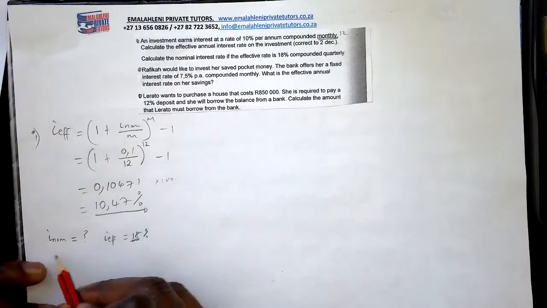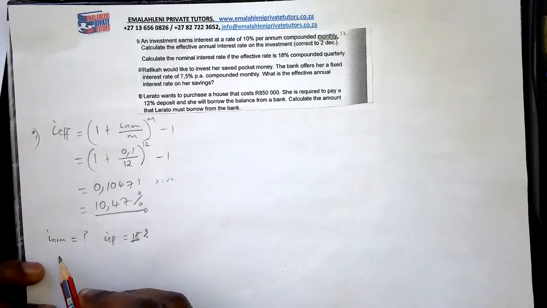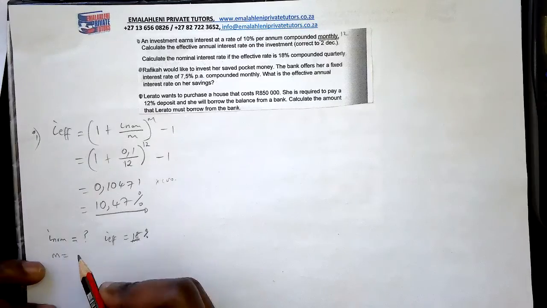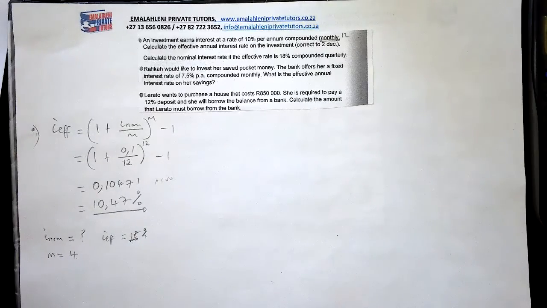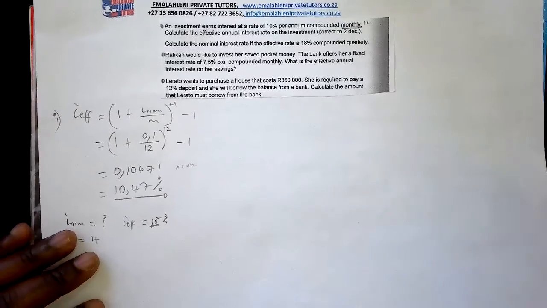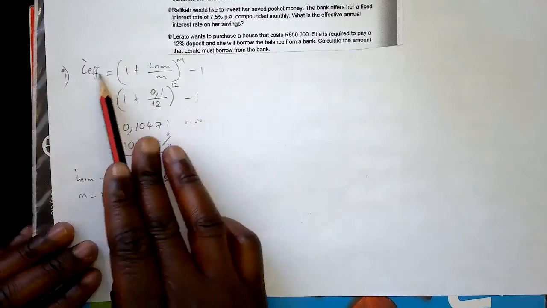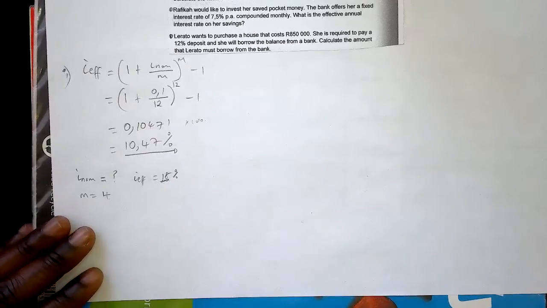Now what else do we have there? What else are we looking for? Our M, since it was quarterly, should be equal to 4. That's what we're talking about there. So we know that I effective is 18%. Now we are done there.